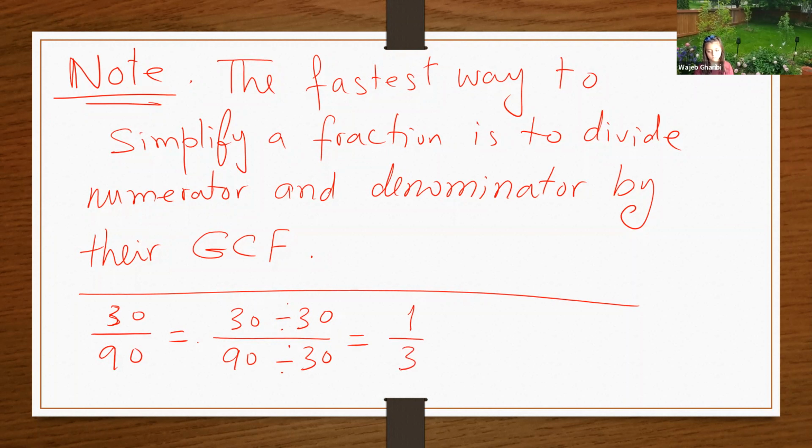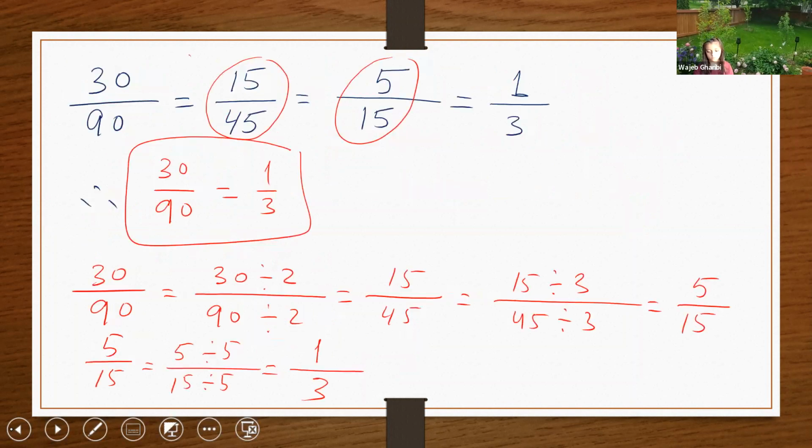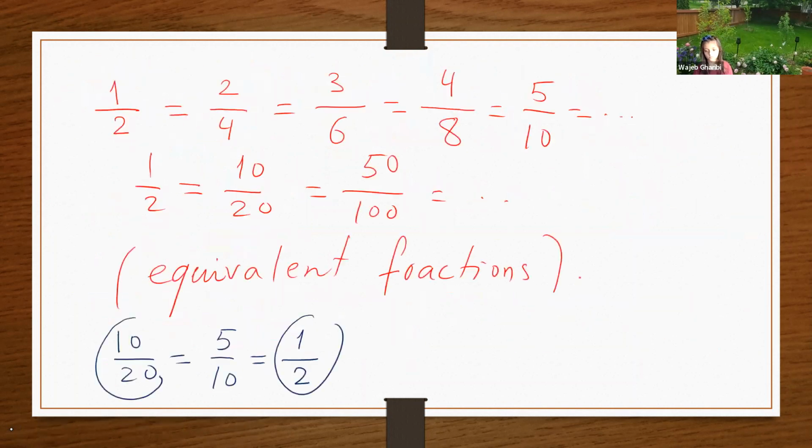So we have already studied how to find the greatest common factor of two numbers. The greatest common factor of 30 and 90 is 30. So we divided both numerator and denominator by the greatest common factor of both numbers. We got 1 over 3. So we have done only one division operation here. Okay, good job. Yes, Maria, go ahead from the beginning, please. What does it mean, fraction simplification?